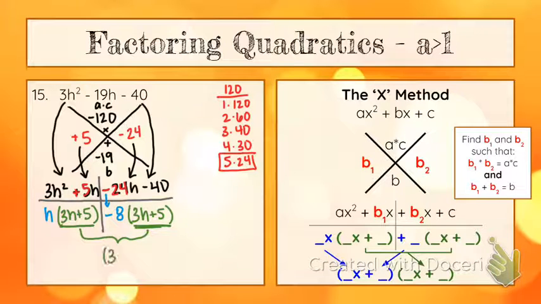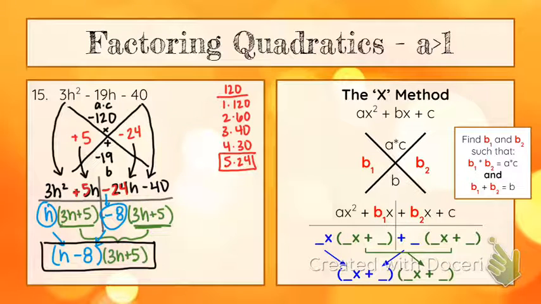So that is one of our factors, 3h plus 5. And then our other factor is h minus 8. So this should be our answer.